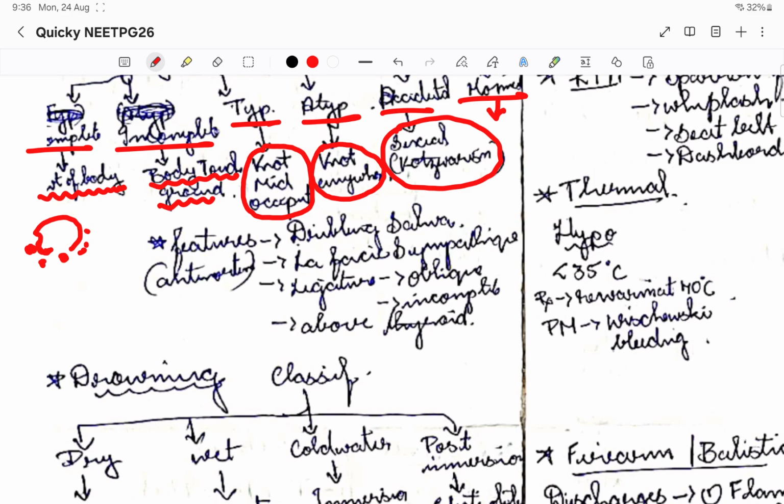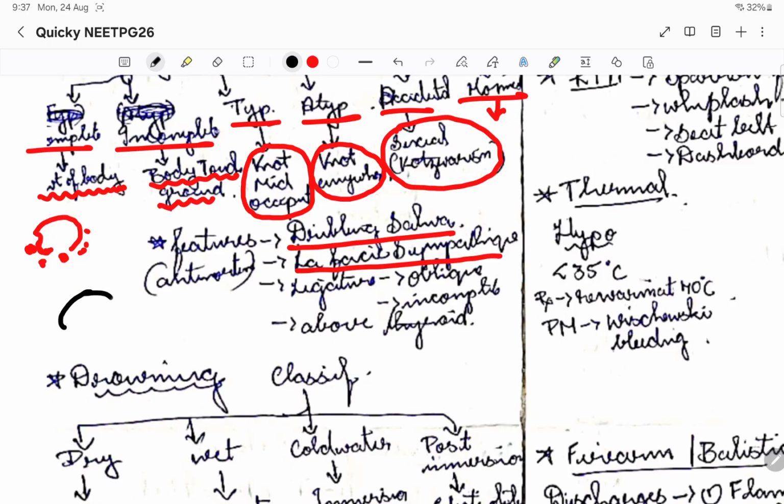Someone might kill a person and hang the person to make it look like a suicide. But sometimes we'll have to differentiate between the features of antemortem and postmortem hanging. So this is where the antemortem features are. There will be a dribbling of saliva. There will be lacies fascia sympathetic, which is an eye feature.